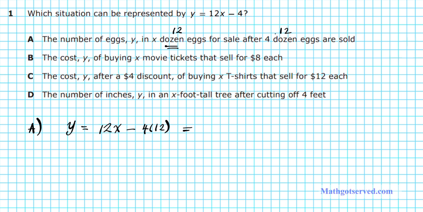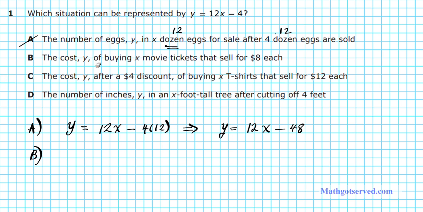Okay, let's simplify this expression. So we have y, the number of eggs left after x dozen, 12x eggs, and then you took out 4 dozen from x dozen. 4 dozen is 4 times 12, and that comes out to 48. So we can see that option A is close, but it's not exactly right, so that's not our answer. Let's take a look at option B.